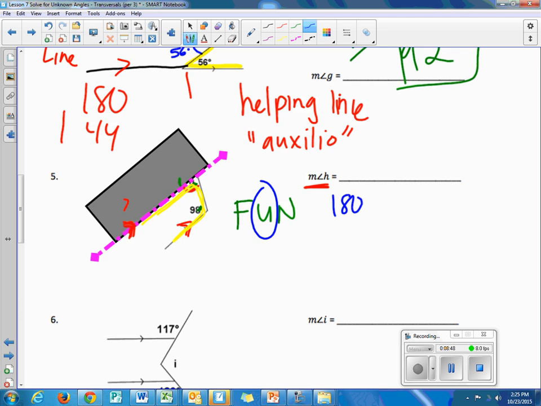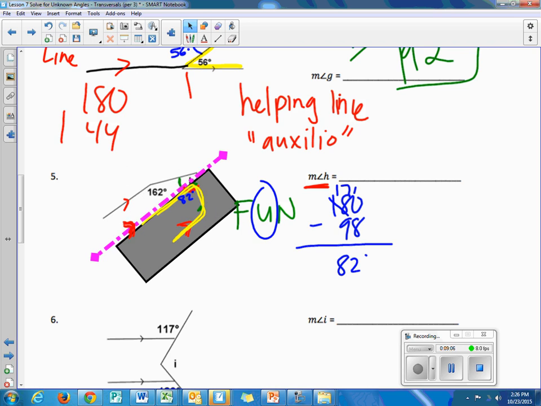So 180, take away 96. Make sure you write your equation, please. And when you do the math, you should get 82. Is that correct? Let's double check. Yes, that's correct. All right, here is 82 right there, okay? All right, we found that. Let's move this down. There we are, okay?